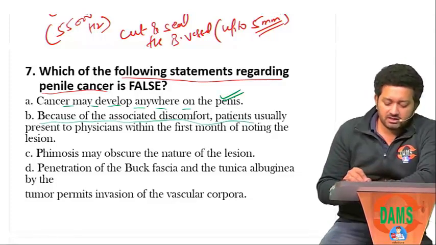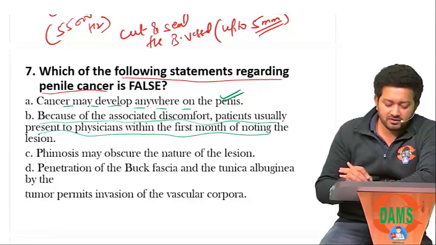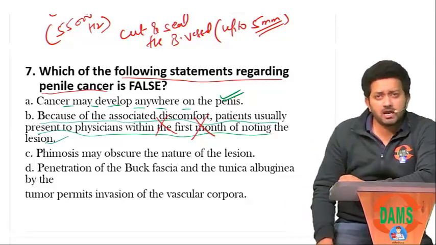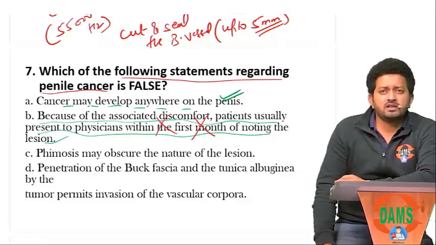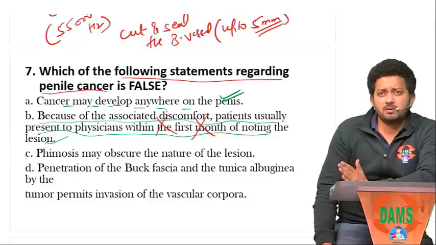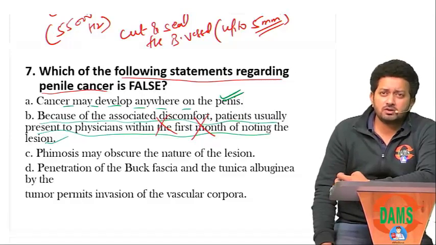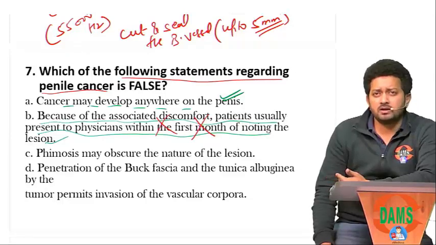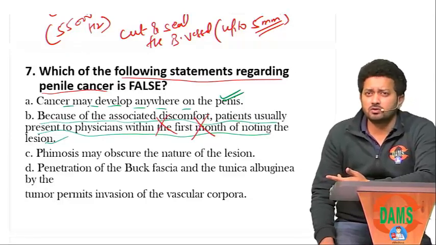Because of the associated discomfort, patients usually present to physicians within the first month of noting the lesion. This is wrong. Because of the lesion on the penis, many times the patient feels embarrassed and they generally come late. Initially, they will put some ointment and ask random people, maybe a close friend, what has happened. So they generally don't present early. Usually they present later, when despite every other possible remedy the lesion has not subsided and is increasing in size. Then they ultimately come to the doctor, and when you take a biopsy of that lesion, it comes out to be squamous cell cancer.